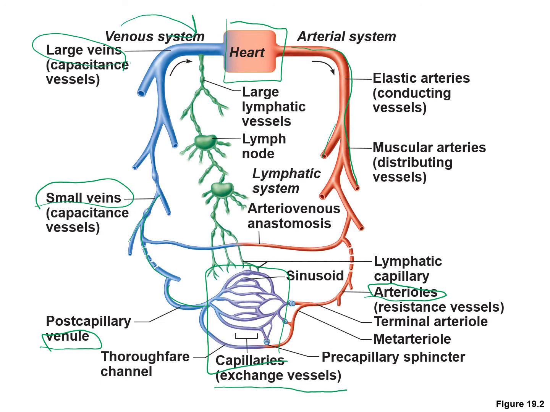Right. Also, look at the arterial system here. You can see that the largest arteries are elastic arteries. Then smaller arteries are muscular arteries. And we already talked about arterioles that are small arteries.